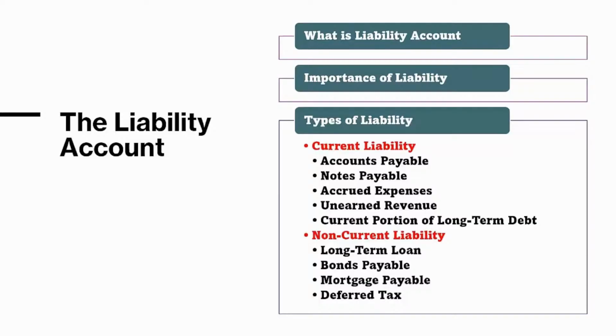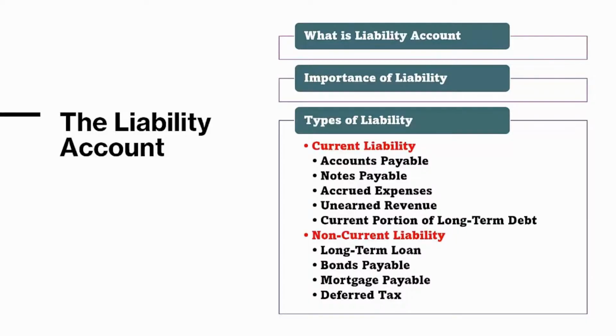The tax that is due in the future is recorded here. Summary of liability accounts. So here's a quick list of all the main accounts under liabilities. Current liabilities: accounts payable, short-term loans or notes payable, accrued expenses, unearned revenue or deferred revenue, current portion of long-term debt.